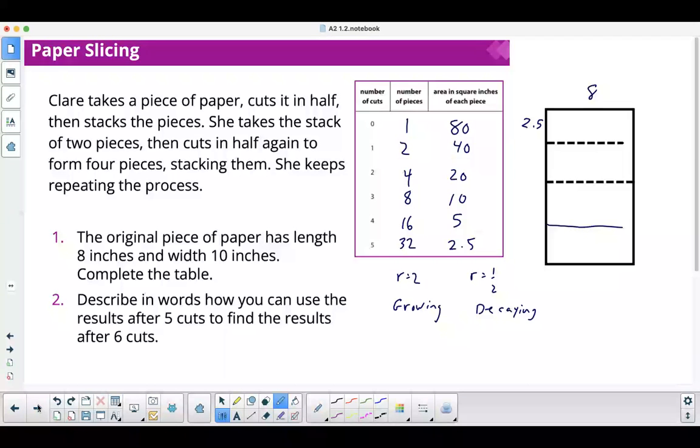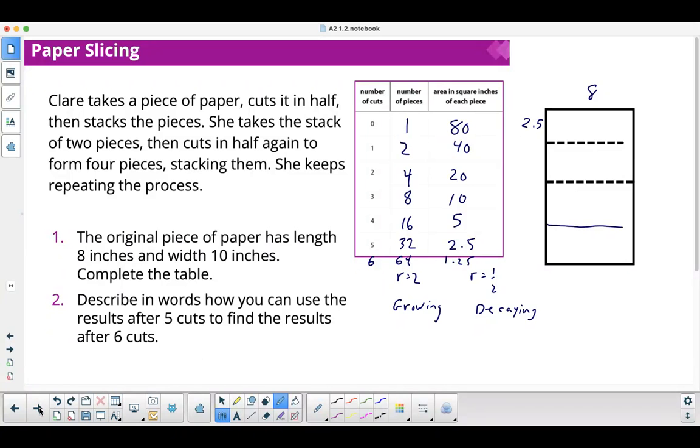Okay. All right. So describe how you can use the results after 5 cuts to find the results after 6 cuts. Well, you just follow the pattern. So 6 cuts would obviously be 64 here, and that would be 1.25. And you could keep on going. The problem is you're going to eventually run out of area. It's going to get down to like so tiny that you can't even cut it. The number of pieces are going to get bigger and bigger and bigger as you keep going.